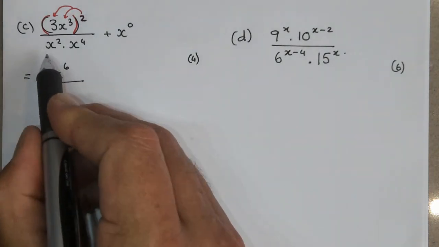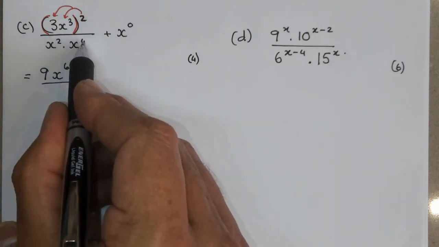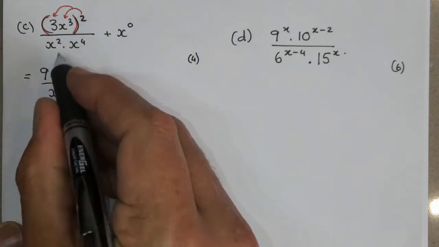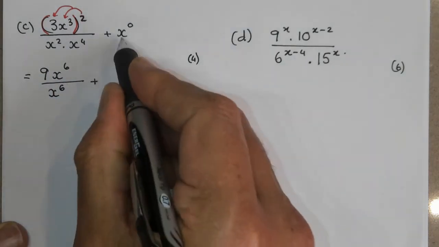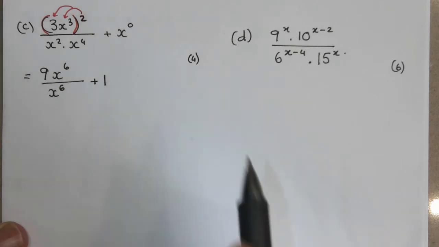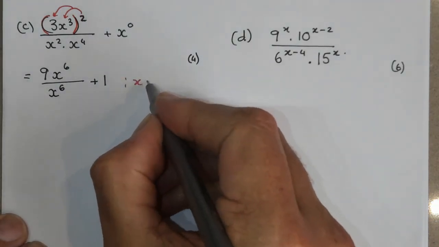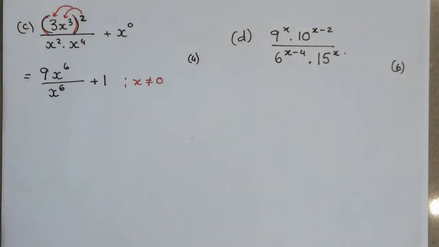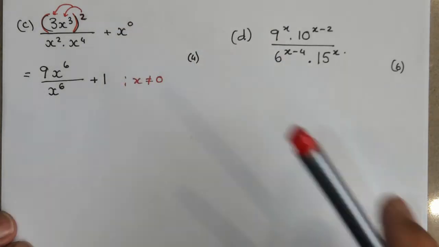The denominator, I'm multiplying like bases. If I multiply like bases, I add their powers. So that becomes x to the 2 plus 4, which is x to the 6. And then x to the 0 is 1. It can only be 1 if x is not 0.